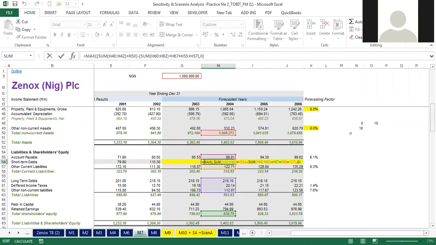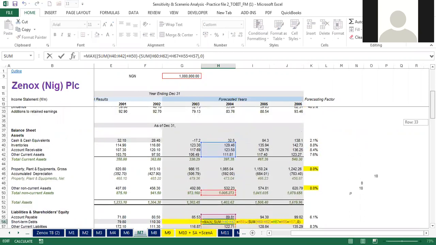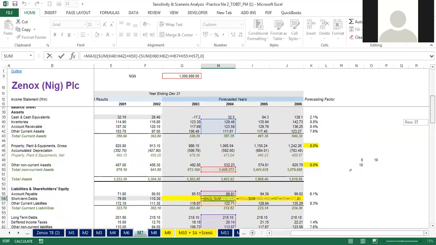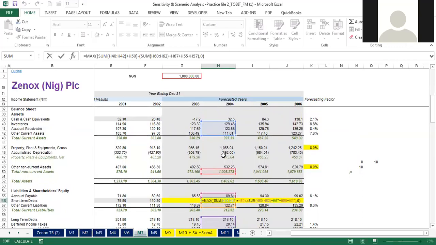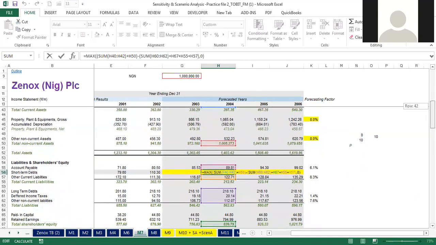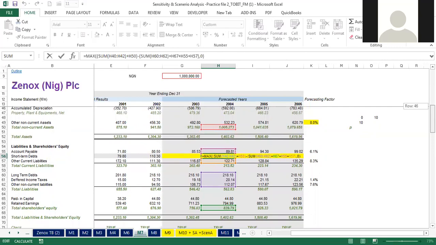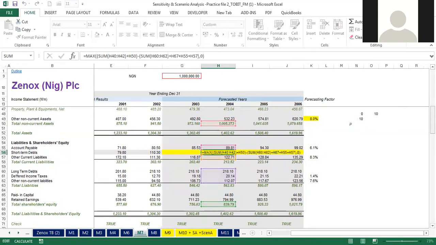All right, let me see. There's an aspect I actually missed out in that formula. So this is how it connects. The first thing is the sum of the asset side, plus the total non-current asset, which is this, minus the sum of all the liability side, plus H67, which is total shareholders equity, then plus H55, which is account payable. This is the formula.